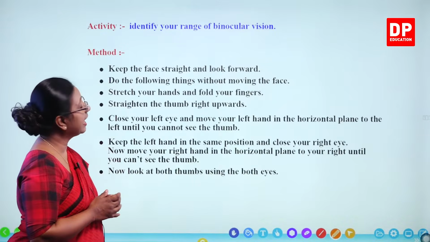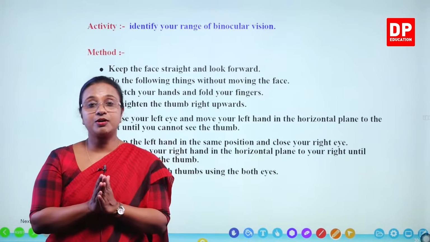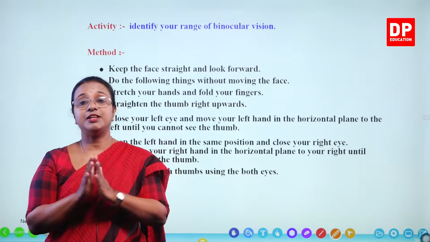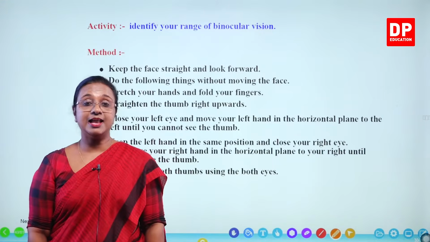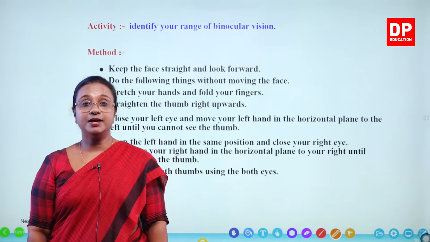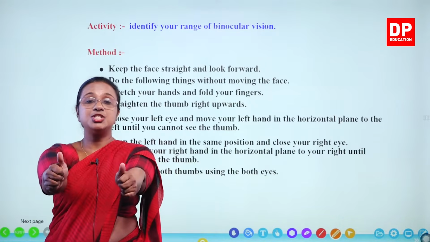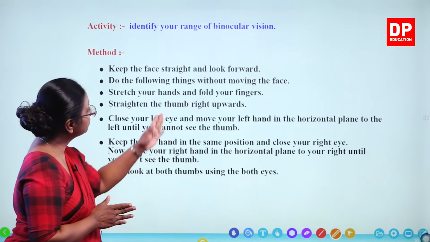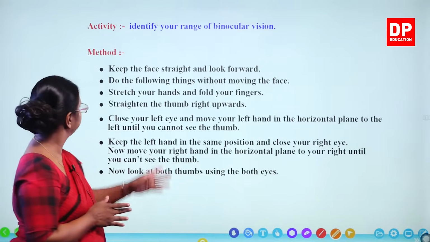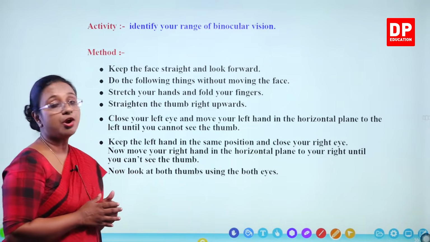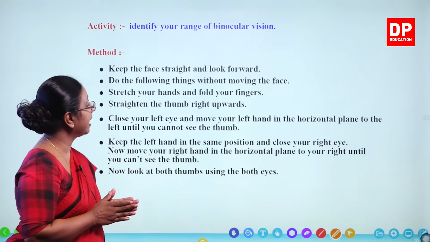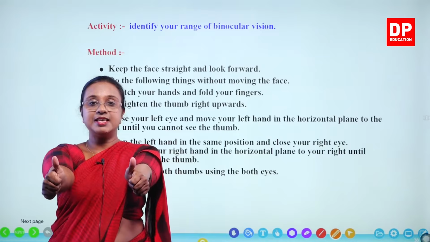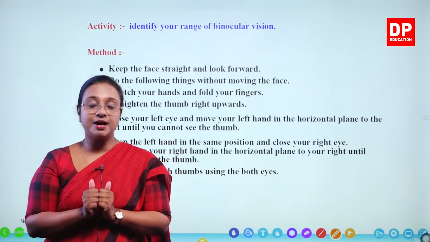Keep the face straight and look forward. So now since I am talking to you, I am moving my face here and there. But when you are doing the activity, you have to keep it straight like that. And you have to look forward. And then you have to stretch both your hands in front. So do the following things without moving the face. Stretch your hands and fold your fingers. Straighten the thumb right upwards. So you have to stretch your hands, fold your fingers, and your thumb has to be straight upwards.